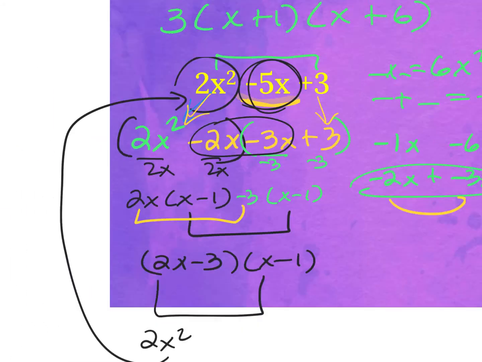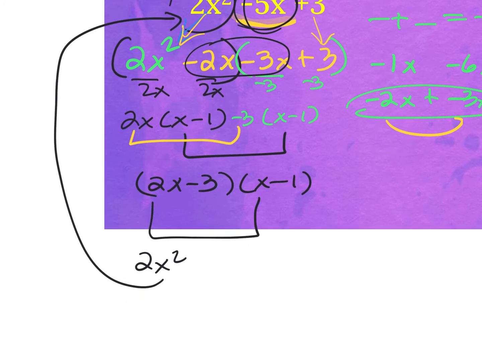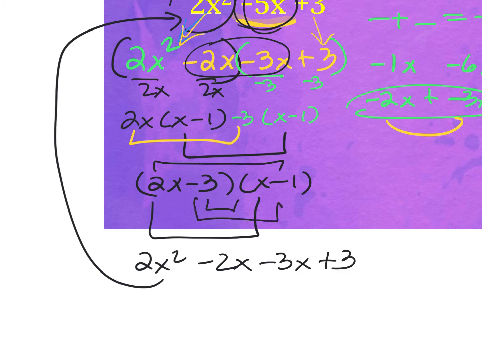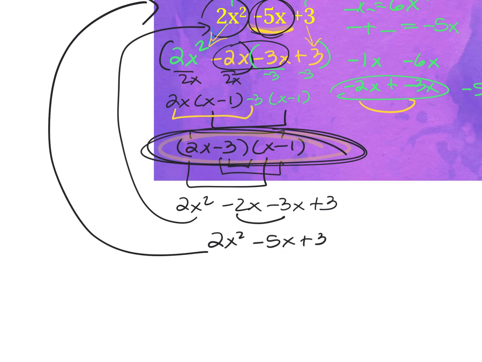Okay, so then if you're going to FOIL this, which I highly recommend on these more challenging trinomials, once I FOIL, first gave me 2x squared. Outside gives me -2x. Inside gives me -3x. And last, +3. Once I combine those middle like terms, it does go back to my original problem. So the answer I got here of 2x minus 3 and x minus 1 was correct. So again, the correct answer here is this.